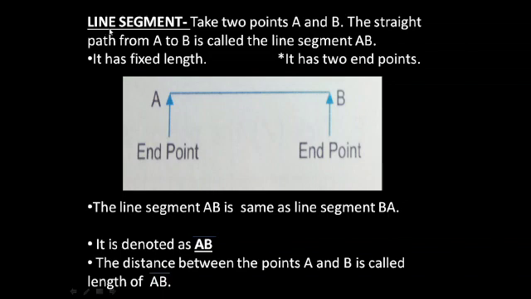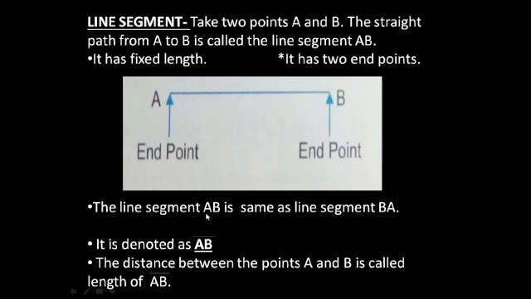Next we will see line segment. We will take 2 points, suppose A and B. The straight path from A to B. Straight path means straight line between A to B is called the line segment AB. It has fixed length. The length is fixed. It has 2 endpoints. As you can see here, the endpoint A and endpoint B.